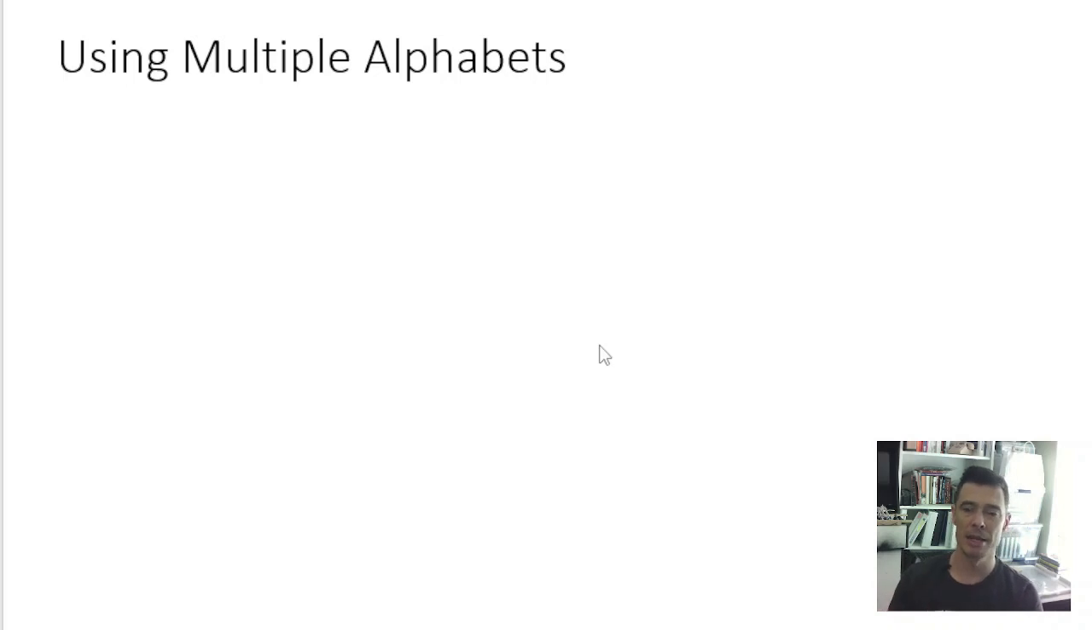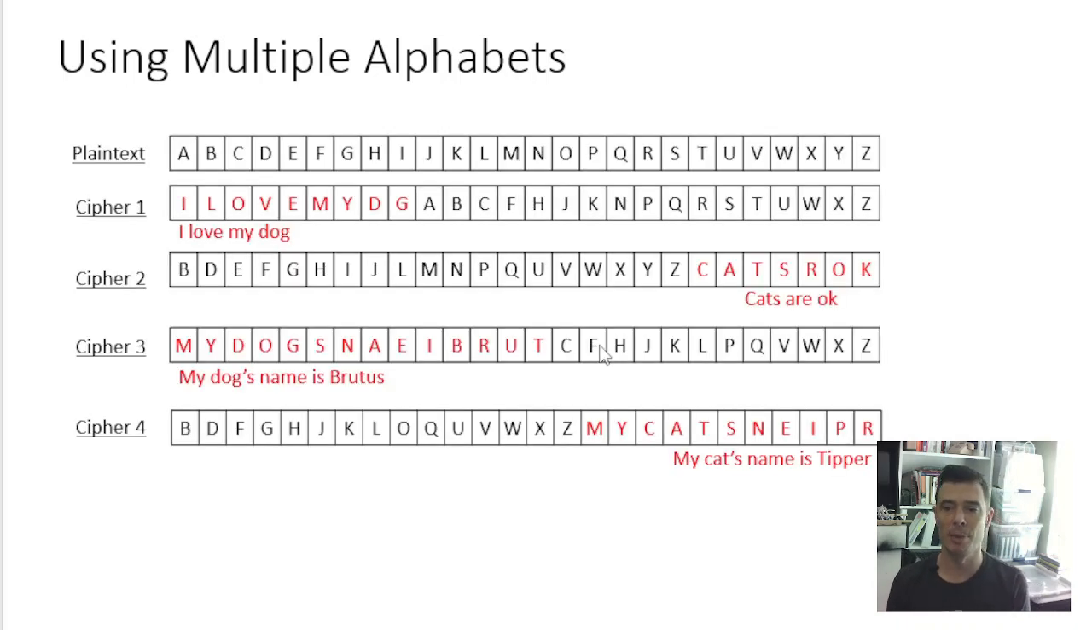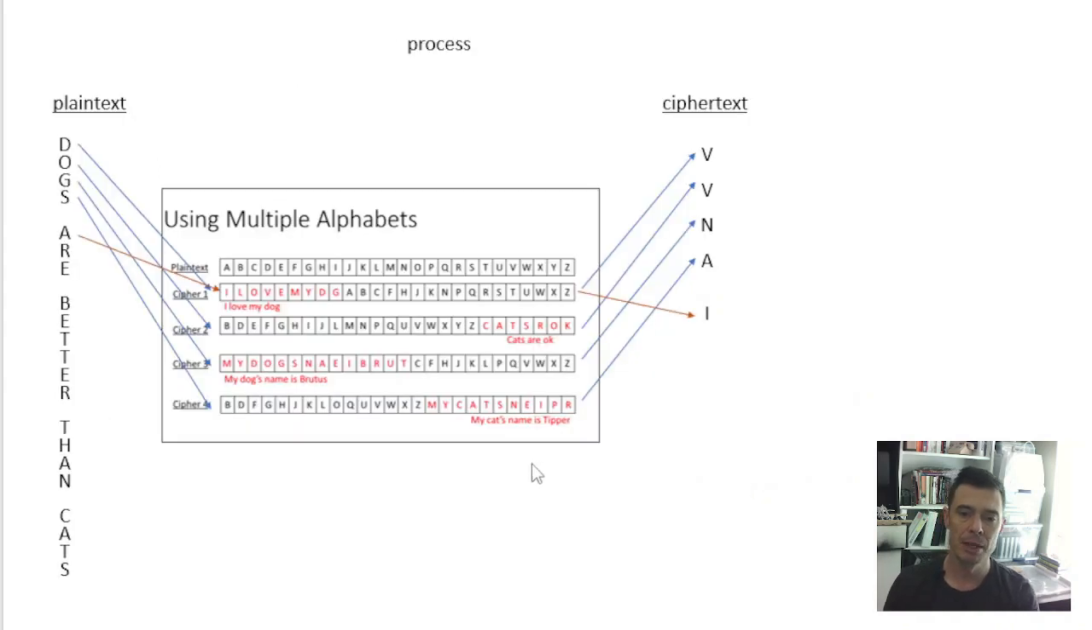And then the main idea was using multiple alphabets. This started about 1,000 years ago. So with this simple multiple alphabet example, we have 4 secret keys now. And again, they're still relatively simple. Dog, cat, dog's name, cat's name.